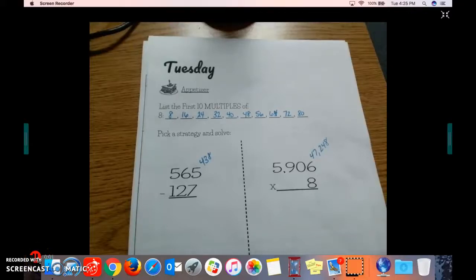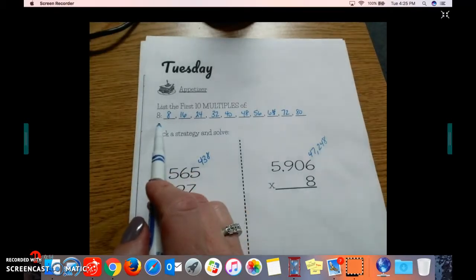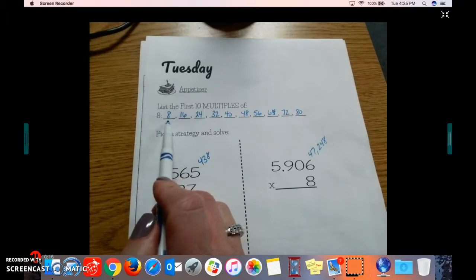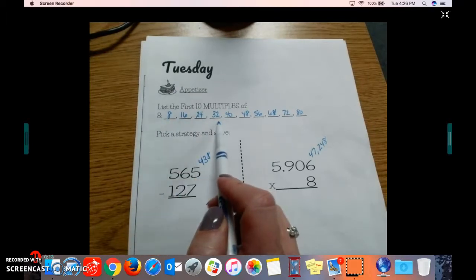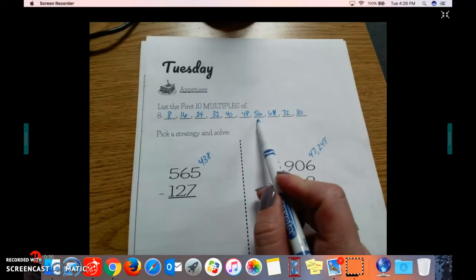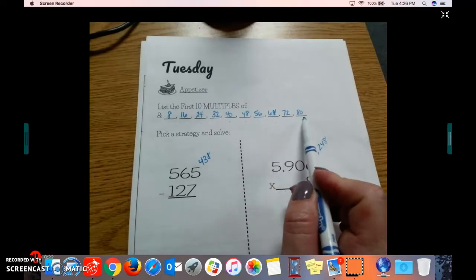Okay, welcome to Tuesday of perimeter and area. And the first thing that you should have done is completed the appetizer portion of your math buffet. For this first activity, you're finding the first 10 multiples of 8. So we're skip counting by 8. So 8, 16, 24, 32, 40, 48, 56, 64, 72, and 80.